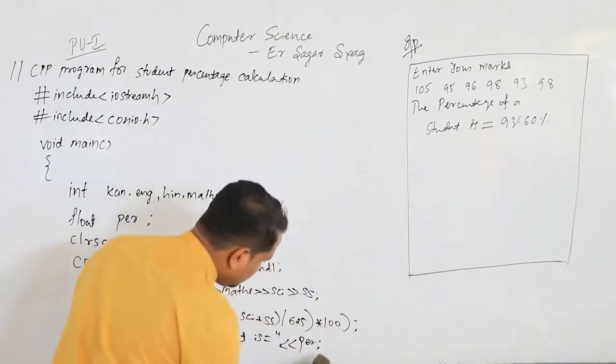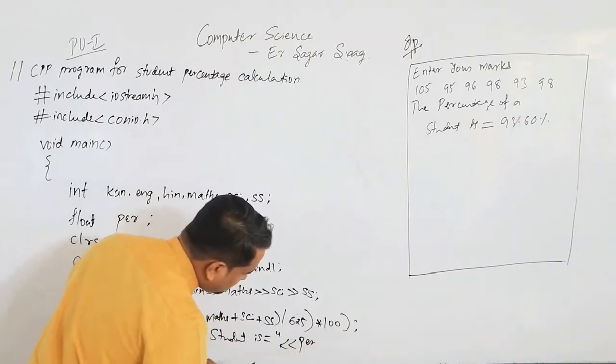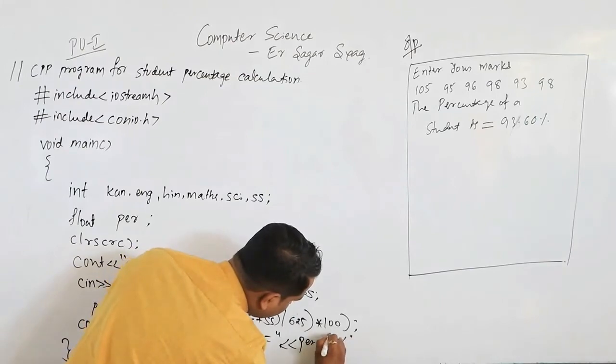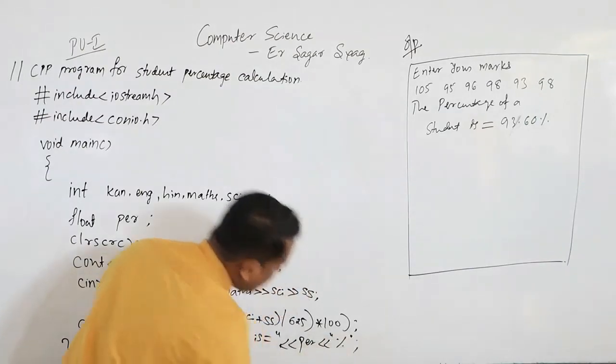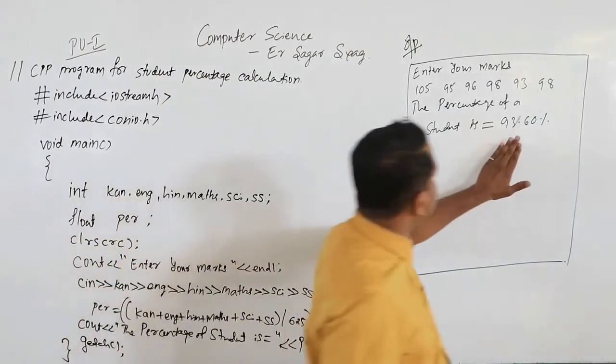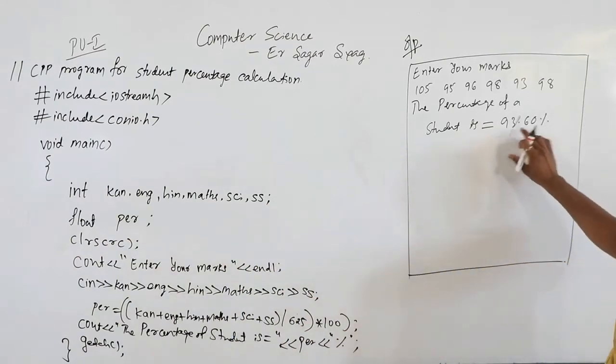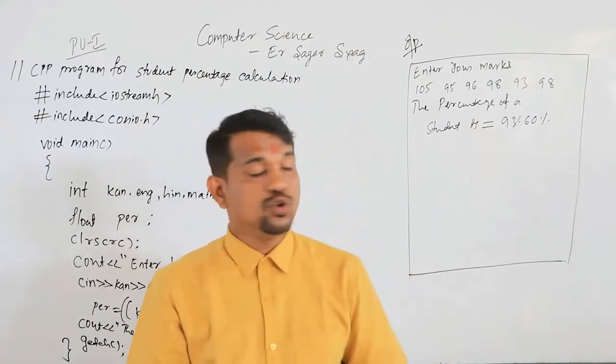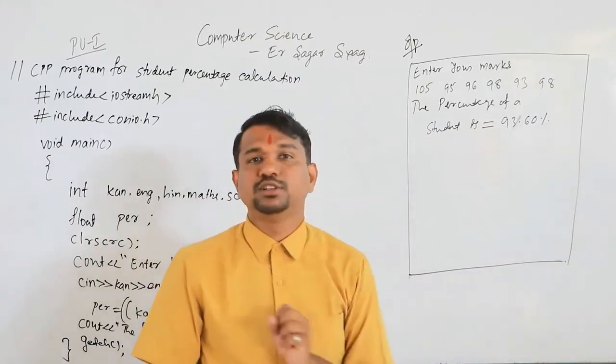So for that, I will make one correction on this program. Instead of that semicolon, I will use this one. Okay, now I will close. So this 93.60 can be printed along with the symbol. This is how this percentage program is going to be calculated.